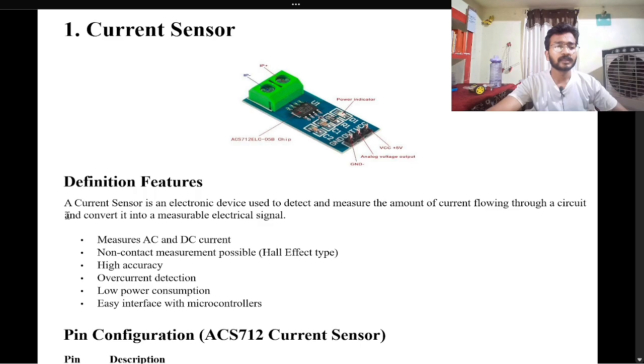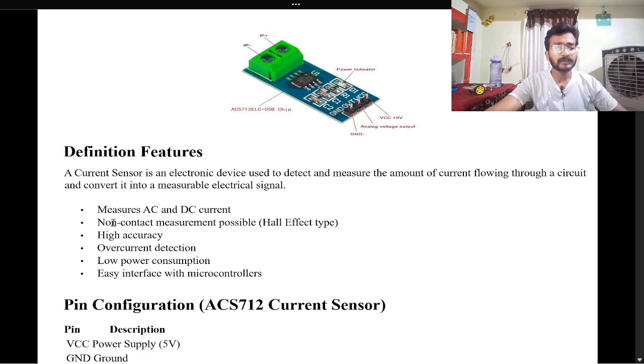So let's start. A current sensor is an electronic device used to detect and measure the amount of current flowing through a circuit and convert it into measurable electrical signal. Suppose you have a wire and from the wire current is flowing. By using this sensor, you can know the amount of current flowing through the wire. It can measure AC and DC current.